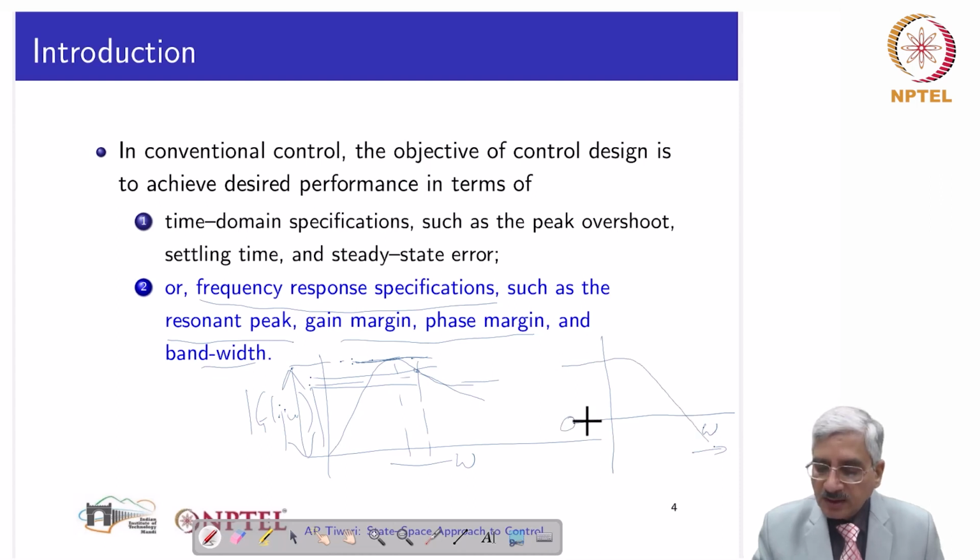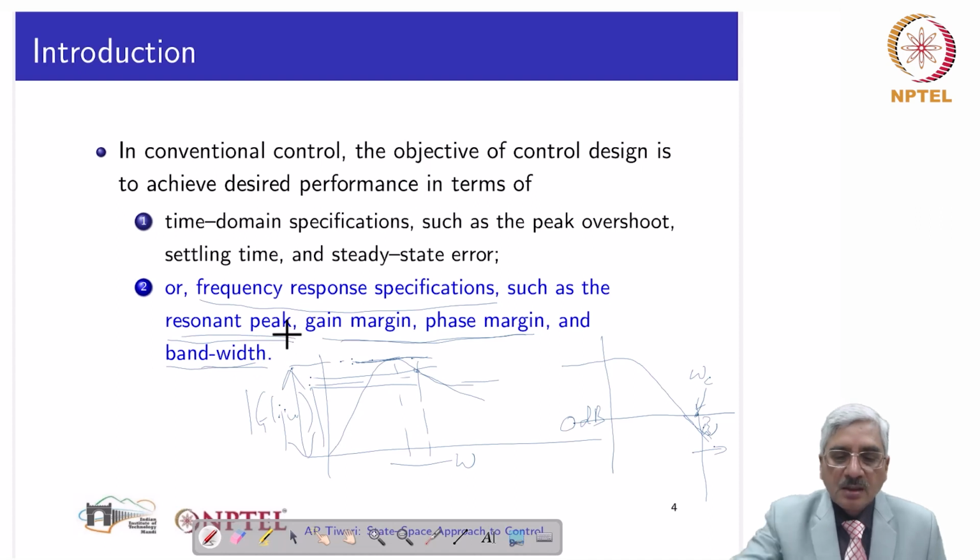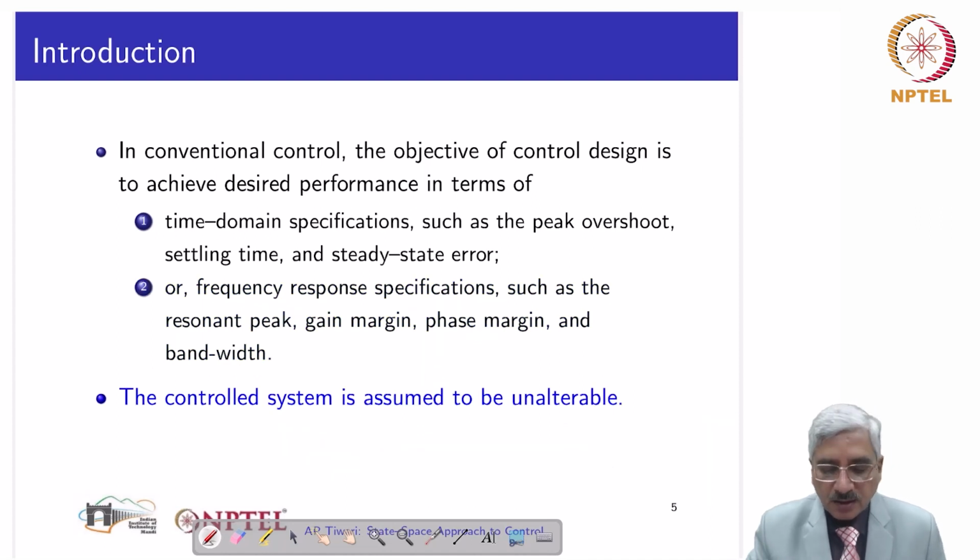So this is the 0 dB axis, and the gain has gone below 0, and at the phase crossover frequency, this frequency is phase crossover frequency, there we read this, and that is the gain margin. So the specifications could be in terms of such frequency response specification parameters such as the gain margin, phase margin, bandwidth and resonant peak. These were the things in the conventional control.